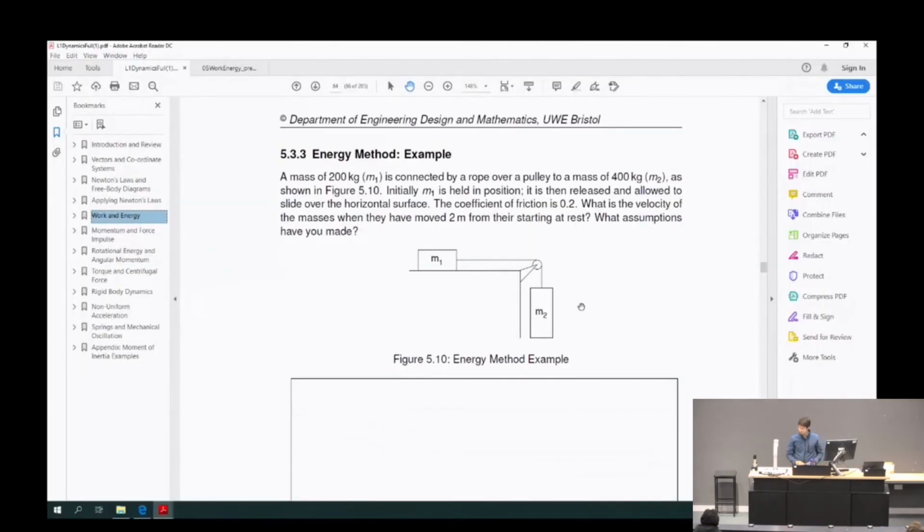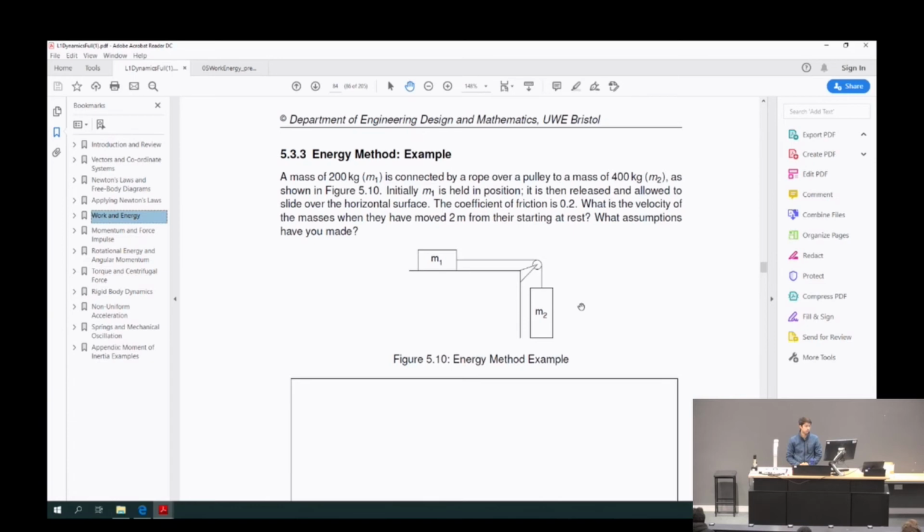All right, so we have this system of mass 1 and mass 2 connected by a rope over a pulley. They give that mass 1 is 200 kilograms, connected on a rope over a pulley to a mass of 400 kilograms, which is mass 2, as shown in the figure. Initially, M1 is held in position, so there's no movement, and then it is released and allowed to slide over the horizontal surface, which has a coefficient of friction of 0.2. Now, you need to calculate the velocity of the masses when they have moved 2 meters from their starting point, which was a resting position.